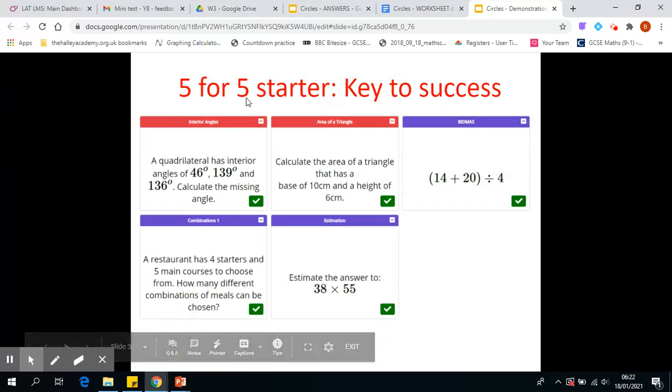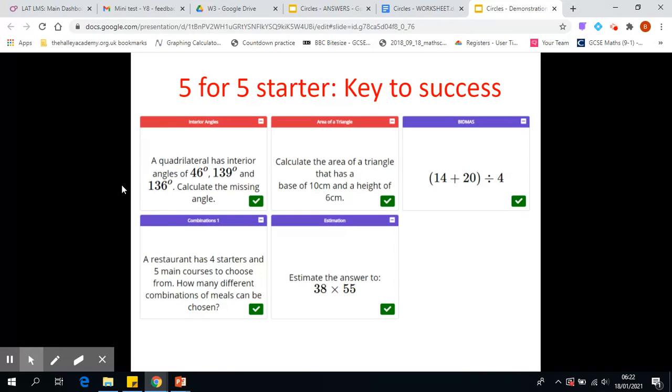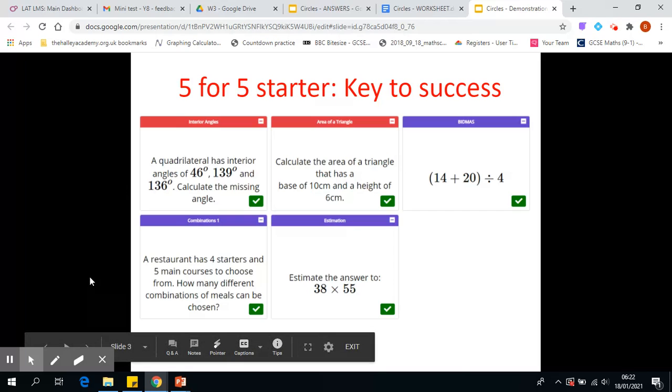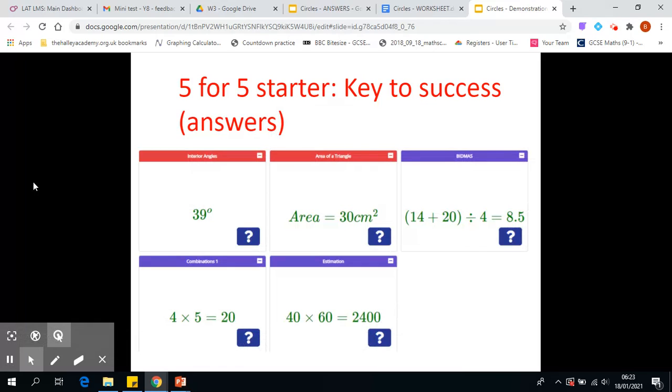Here is the 5 for 5 starter. Press pause and attempt the questions on a piece of paper or an exercise book. Once completed, press play to reveal the answer. Here are the answers. Also in slide 4 for your reference.